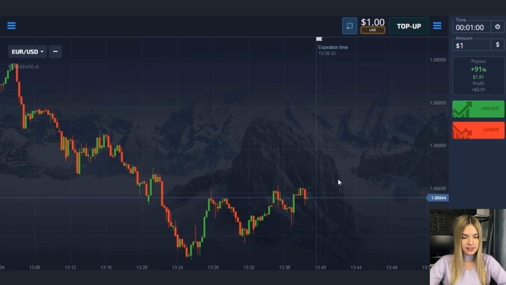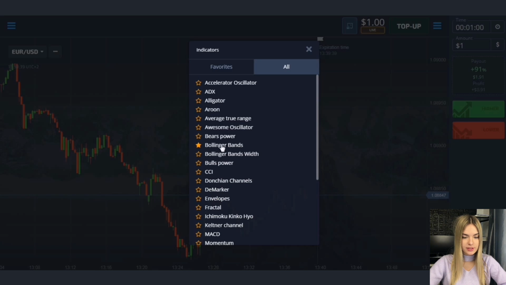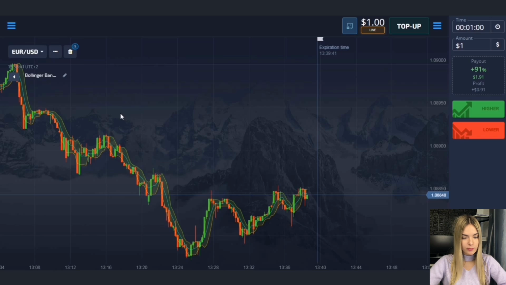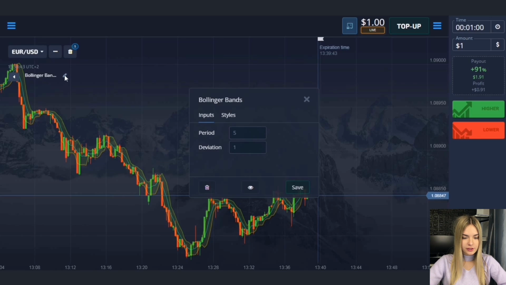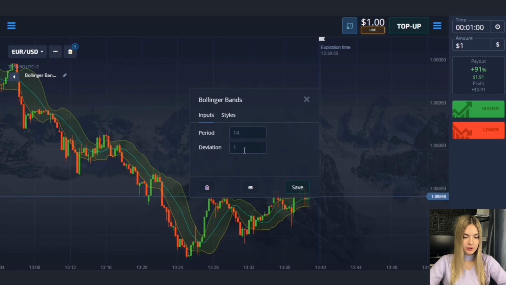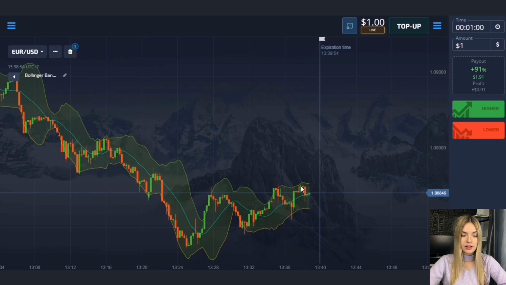In order to connect this indicator, I press this button in the upper left corner. Then click on the menu button and a list of indicators opens in front of us. Select from the list Bollinger Band. To configure this indicator, I press this button and the indicator settings menu opens in front of us. We will set the value 14 in the upper column. We will put the number 2 in the lower column, then click Save. Our indicator is ready to work.